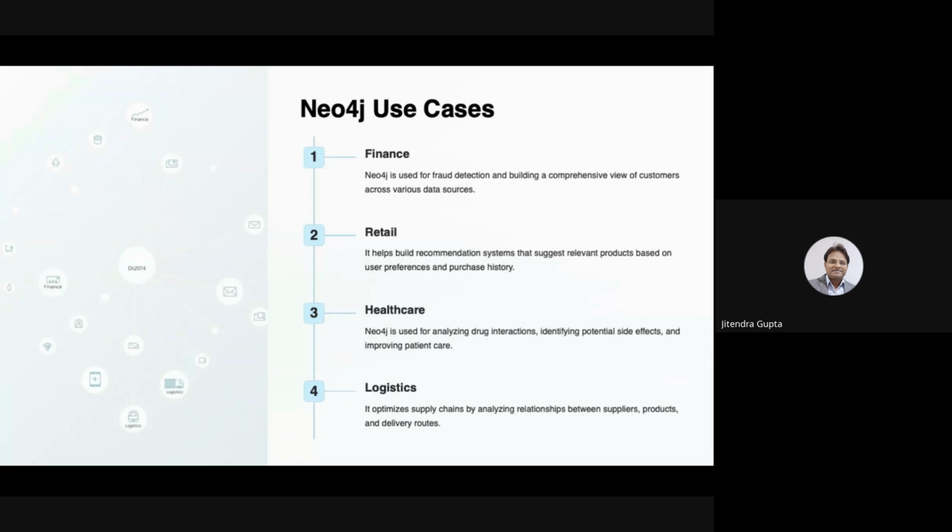Also for logistics, as I said, this is more from the supply chain side of it, where it helps in analyzing the relationships between the supplier, products, delivery routes, the payments that are done, and what inventory you are holding as of now. So all those.